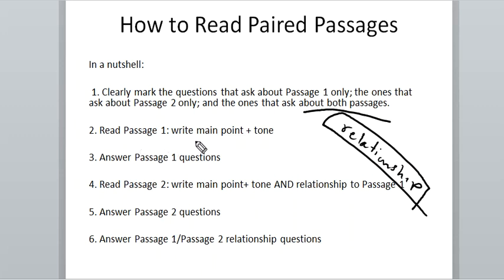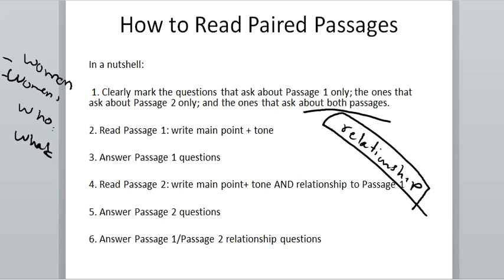Read passage 1, write main idea plus tone. So you have to decide what this passage is about. Remember, we ask who is it about and what is it about? What is it talking about, the subject? Okay. So who is it about? Maybe it's about women. What is it talking about women?